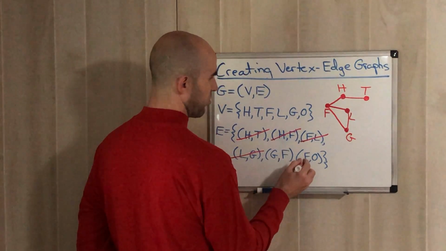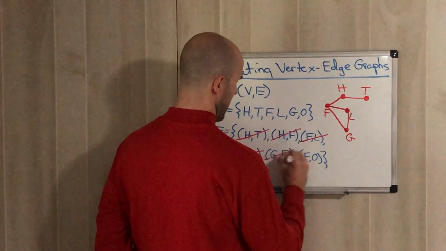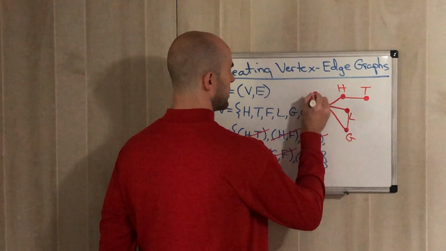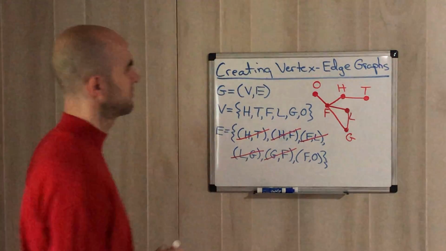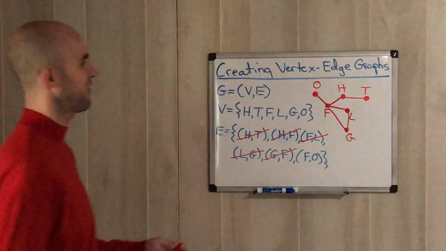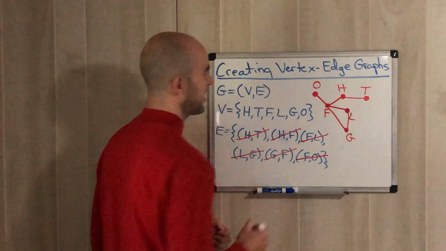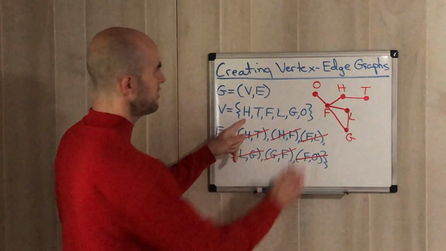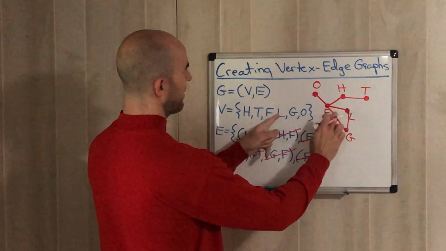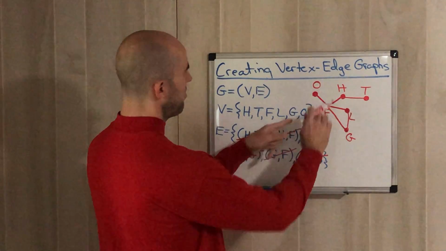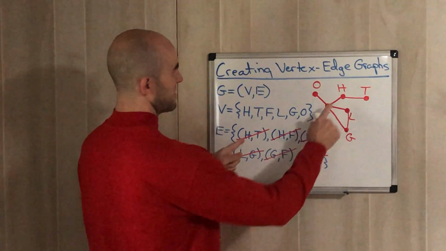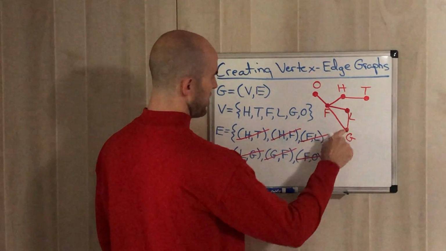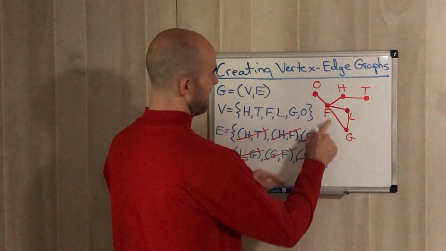And then the last one, we want FO. Now for FO, there is no O, so let's add another O to F. There you go. That's all it is, guys. That's our Vertex-Edge graph. Looking at it, we have all 6 vertices: H, T, F, L, G, O. And then we have all these edges: HT, HF, FL, LG, GF, and FO.